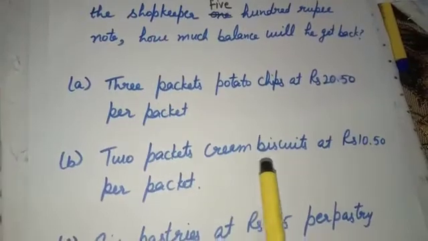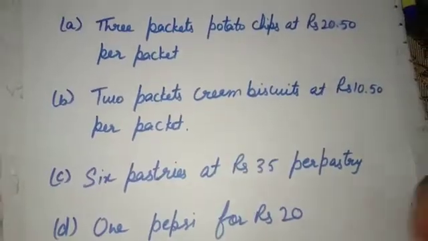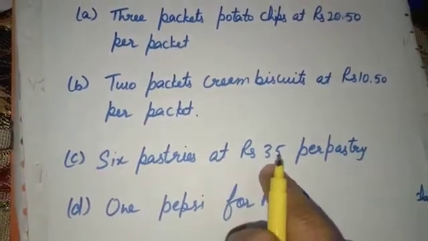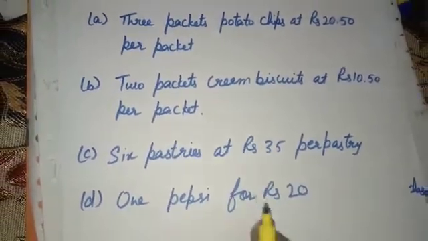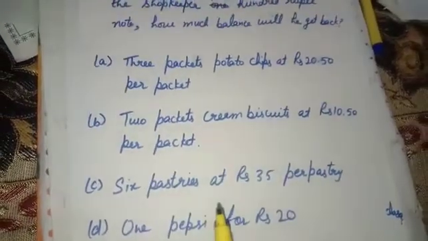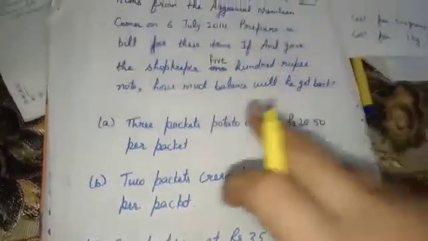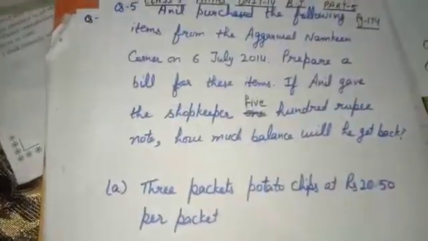2 packets cream biscuits at rupees 10.50 per packet. 6 pastries at rupees 35 per pastry and 1 Pepsi for rupees 20. All the items are given. You can prepare the bill on your own. Okay. After this, now I am discussing question number 6.